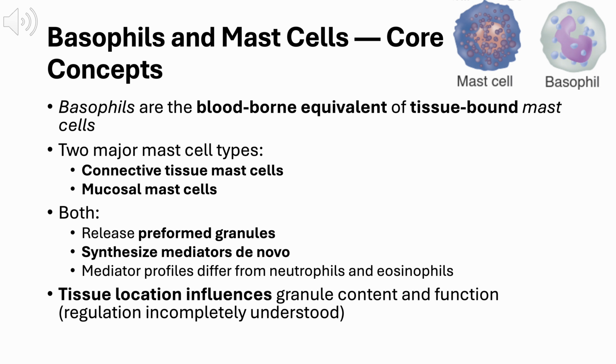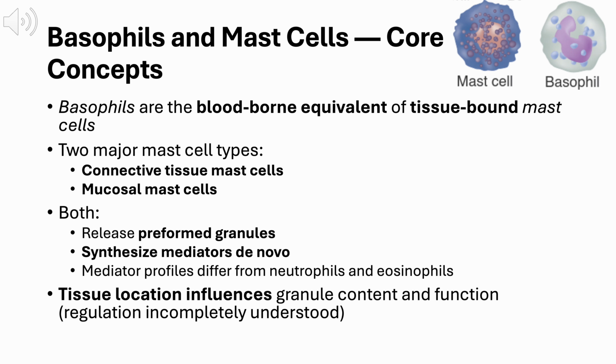Both cell types can respond rapidly by releasing pre-formed mediators stored within cytoplasmic granules. They can also synthesize additional inflammatory mediators de novo after activation. Their mediator profiles differ from those of neutrophils and eosinophils, which allows them to play distinct roles in vascular responses, allergy, and immune signaling. Although tissue location clearly influences mast cell behavior, the mechanisms regulating these differences are still not completely understood.